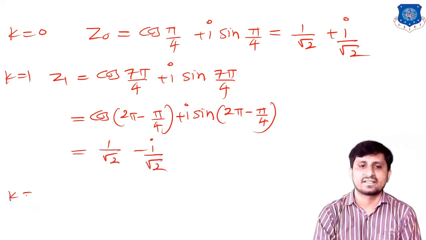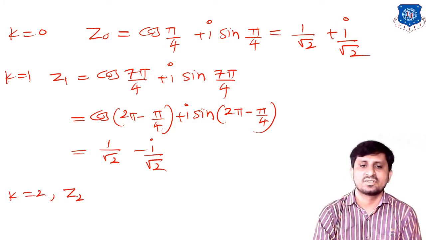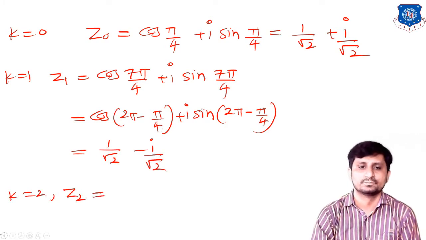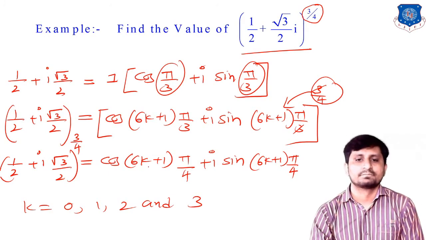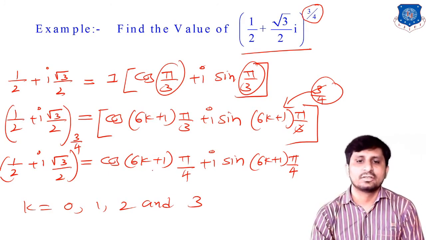Okay, now let's take k equal to 2. So z2 is cos 13 pi by 4, with k equal to 2.